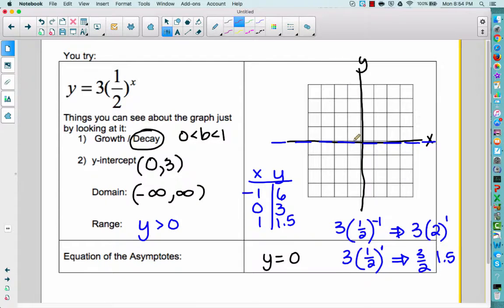Let me switch to red here. I've got negative 1, 6. So again, it's off the graph. It's somewhere up here. I've got 0, 3. So 1, 2, 3. And I've got 1, 1.5, right about there.